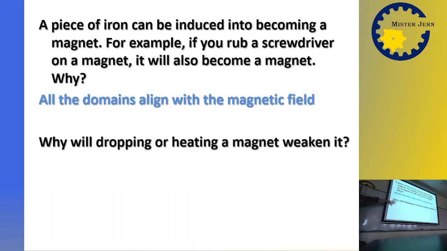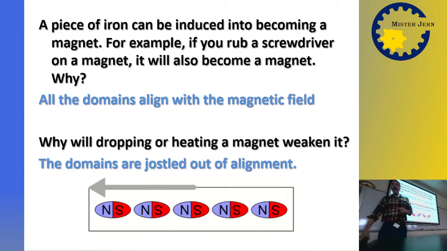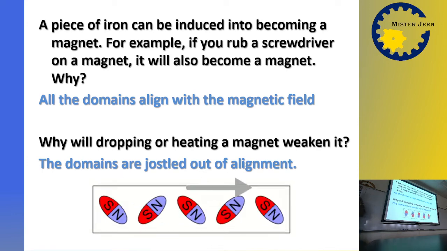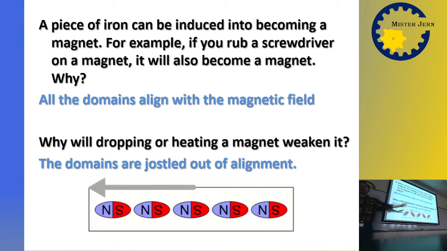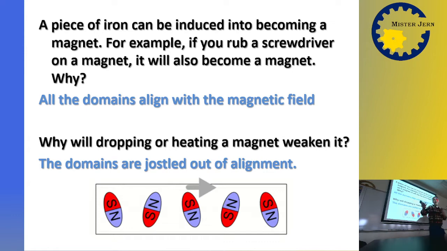Okay, this is one of those things where I mentioned it, but I want to make sure it is clear. Why will dropping a magnet or heating it weaken the magnet? To put it another way, hitting or heating a magnet will weaken it. There are two ways to weaken a magnet: heat it, or hit it or drop it. Why? Because it shakes up the electrons so that they're not all in the same domain. Exactly. It shakes up all the domains, so they're not all facing the same direction anymore. This is the only time in the entire year I'll use the word jostled, but yeah, it jostles them up.